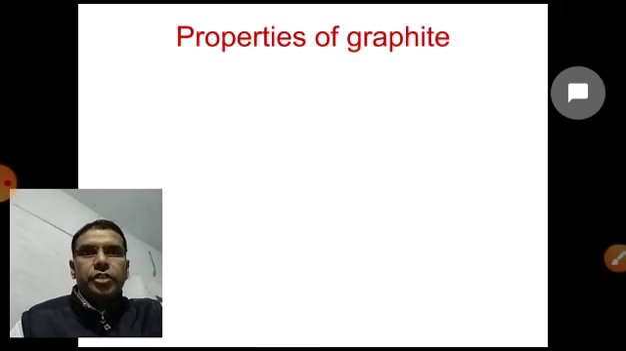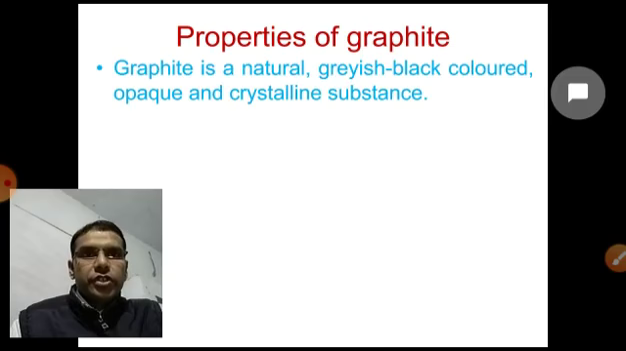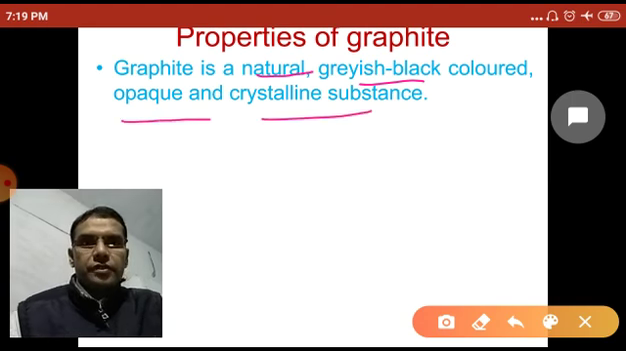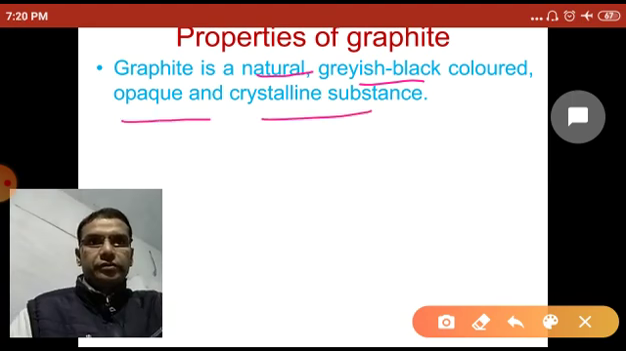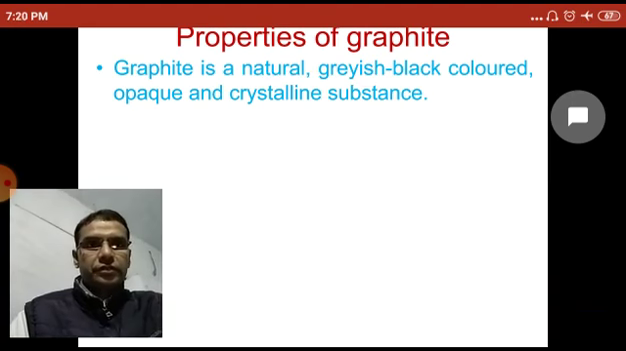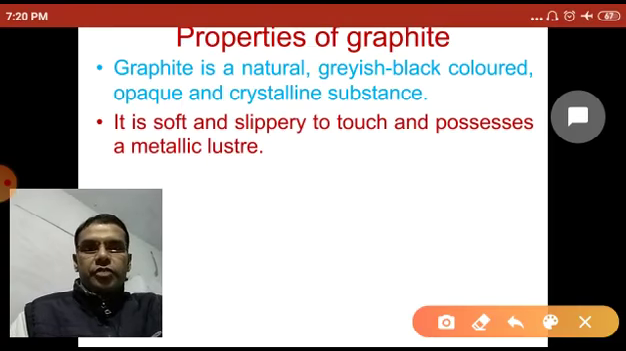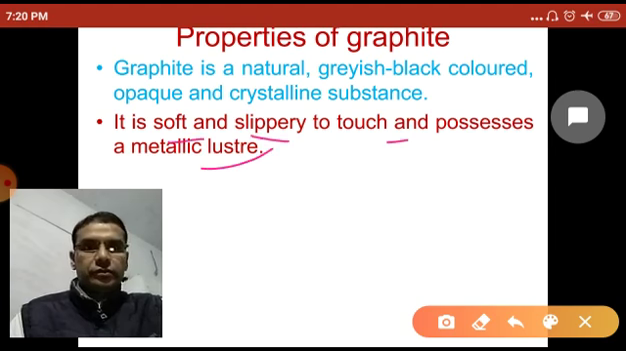Now next topic, properties of graphite. Graphite is a natural grayish black colored, opaque and crystalline substance. Next, graphite is soft and slippery to touch and possesses a metallic luster like a metal. Carbon is a non-metal, but graphite possesses a metallic luster.